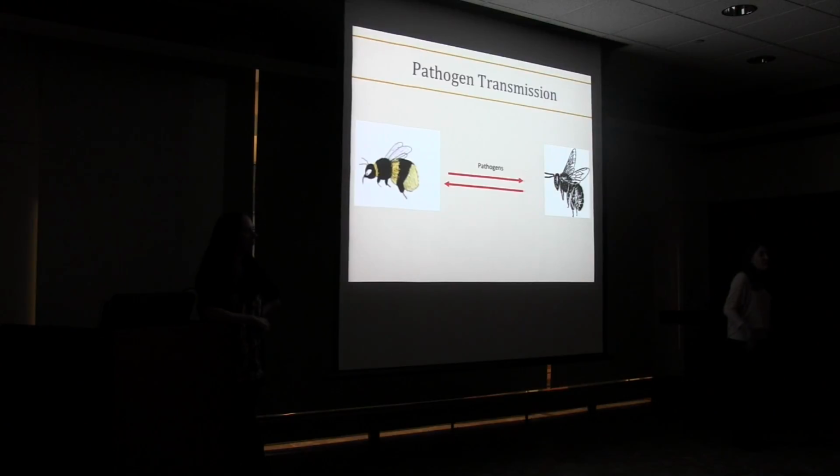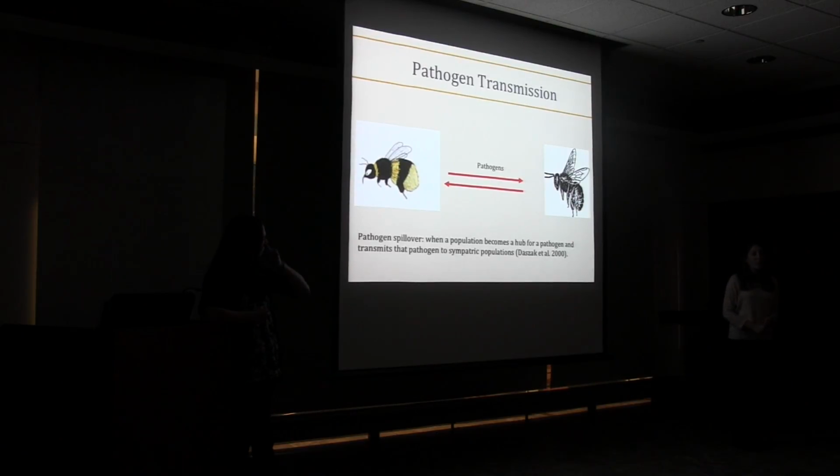And in addition, these pathogens are actually being transmitted between different types of bees. So the pathogens can be transmitted from bumblebees to honeybees and vice versa, as well as research is being conducted right now to see if these bee pathogens can actually be transmitted to the solitary bees as well. And this currently is being called pathogen spillover. So when pathogen spillover occurs, it's when there's a group that's a hub for a certain pathogen, and then that's transmitted to the groups that are around that organism.